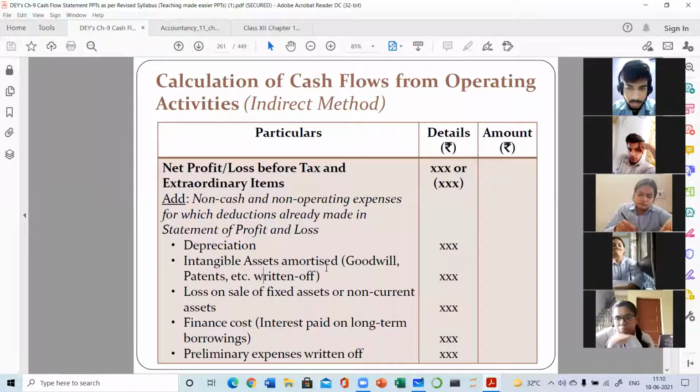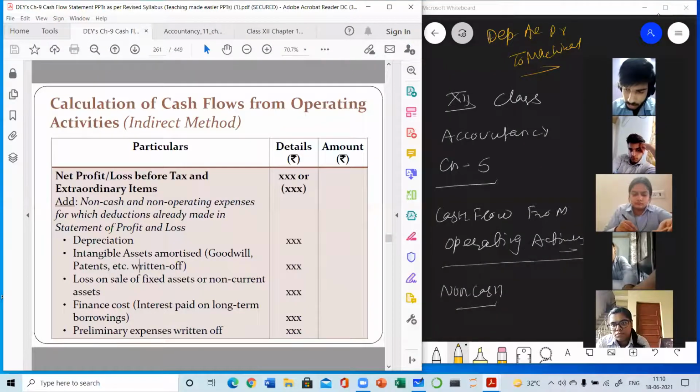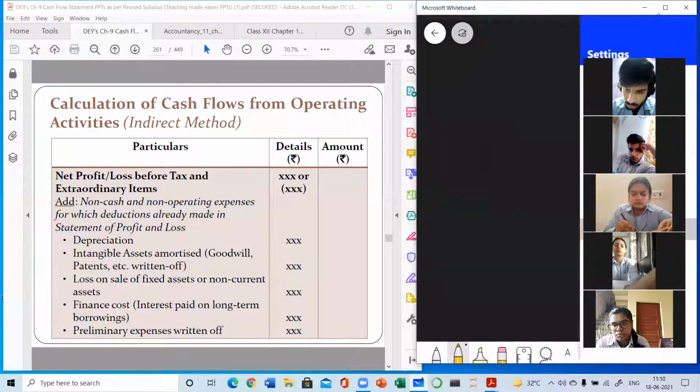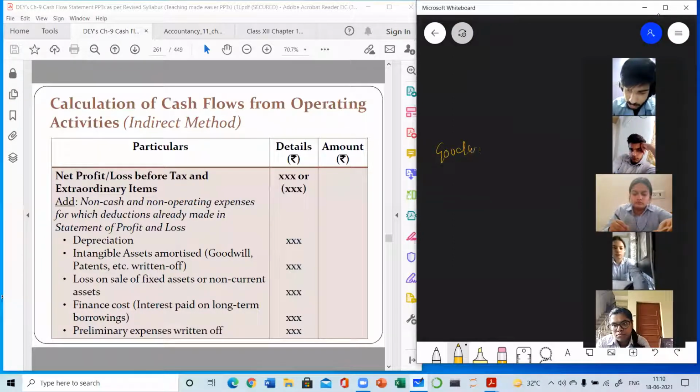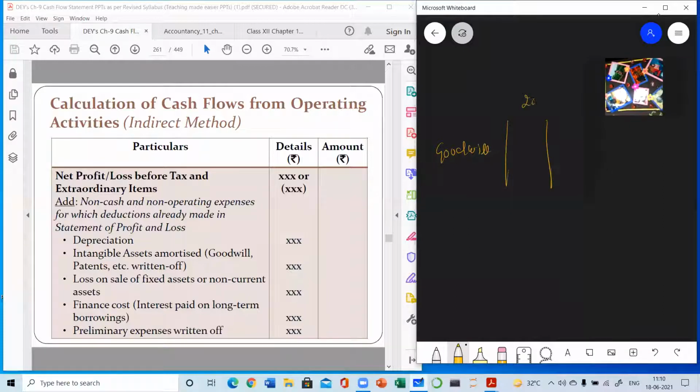Second is the amortization, like goodwill and patents written off. How will you come to know that goodwill is amortized? For example, goodwill is given in the balance sheet, and this is a 2-year balance sheet, 2019 and 2020. In 2019, goodwill was rupees 1 lakh, and in 2020, it has become 80,000. So the value of goodwill has decreased. If the value of any intangible asset decreases, it is known as amortization.